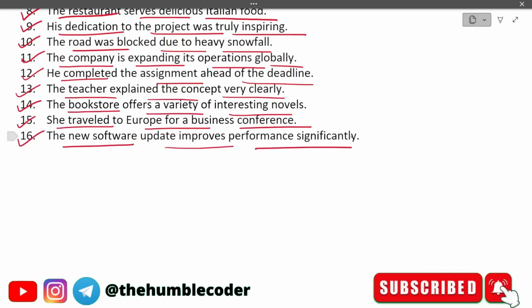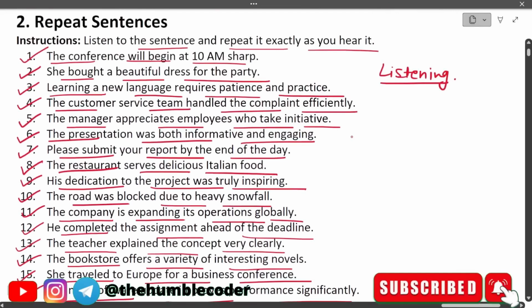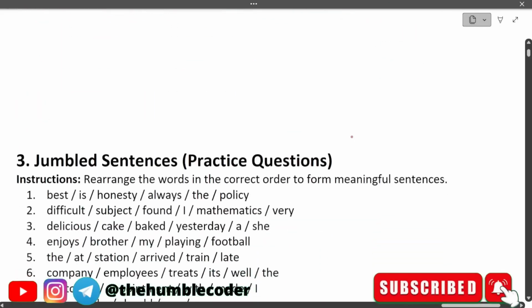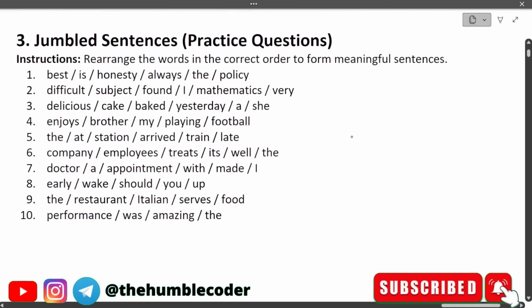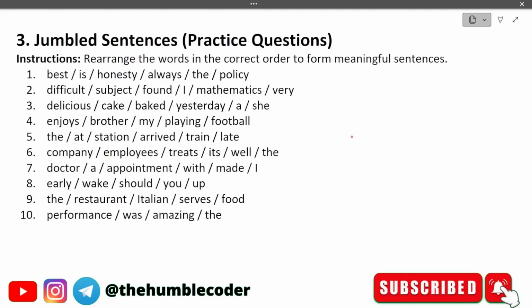So guys, I hope you must have got a good practice of these kinds of questions. Let's now move on to the next set of questions, which is jumbled sentences. These types of questions are also very common. Let's practice this so you will have a good practice of appearing it in the exam. Okay, so let's read the instructions first. Rearrange the words in a correct order to form the meaningful sentences.